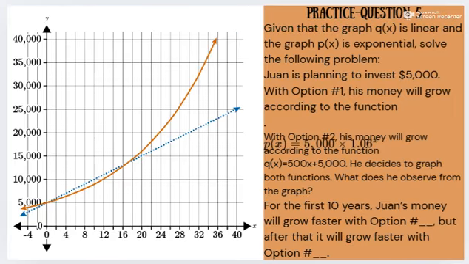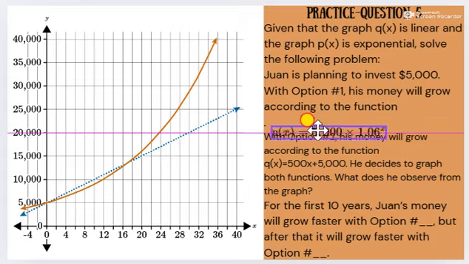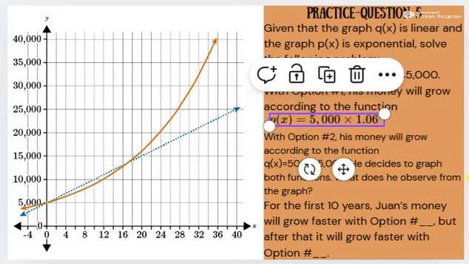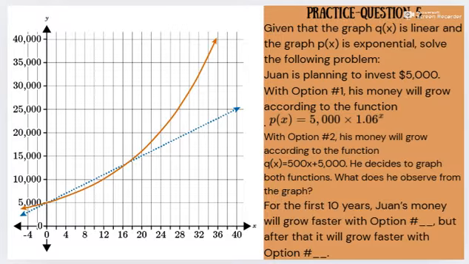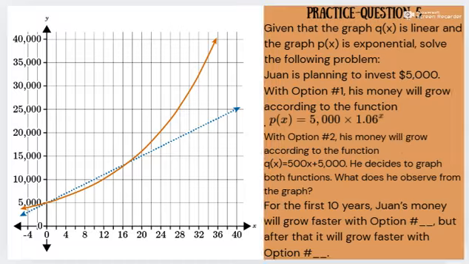Practice question number 5. Oh, look how screwed up this got. Oh my gosh, it's got our function in the wrong place. Wow, okay, yay. Given that the graph q of x is linear, so q is blue, and the graph p of x is exponential, p is orange. Solve the following problem.